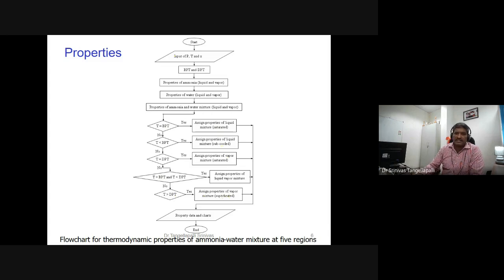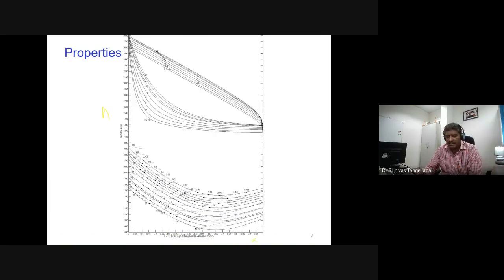So based on the readings of this input, that is the pressure, temperature and concentration, at the corresponding pressure and concentration, first we have to identify the bubble point temperature and dew point temperature. Then we can compare the given temperature with the bubble point temperature as well as the dew point temperature. Okay, this is the process to identify the regions. Once we are able to identify the regions, it is easy to identify the properties.